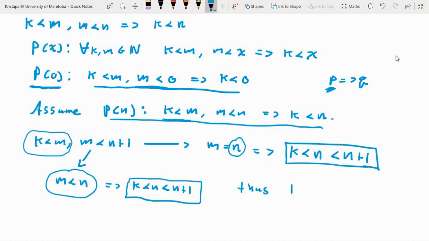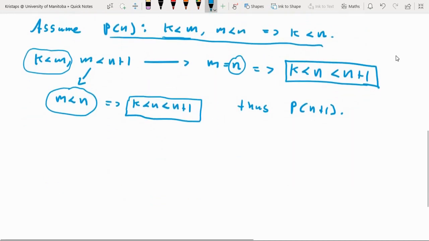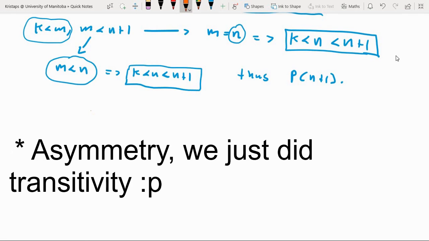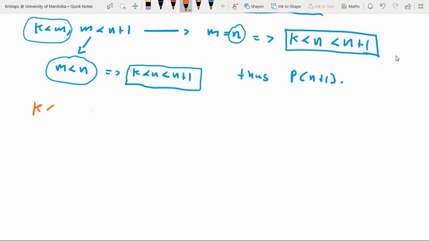So therefore, we know that the statement P of n plus 1 holds, and thus, by the principle of mathematical induction, we've established transitivity for this ordering. The next thing to do is establish asymmetry, which states that for any pair of integers, it can't be the case that both k is less than n and n is less than k.